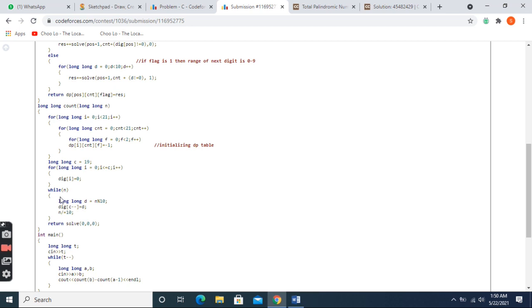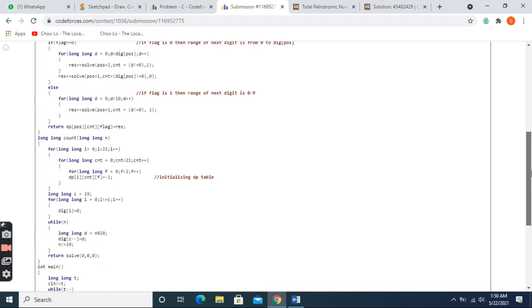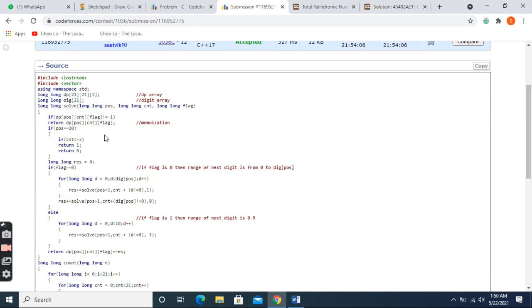First I fill it with zeros, then I take the number n digit by digit and fill it in the digit array, and then I return solve 0, 0, 0, which means that I'm at the 0th position or the first position of the digit array. My C is 0, which means that I've used 0 non-zero digits till now, and my flag is also 0. This is my main recursive DP function, which includes memoization. So POS means the position of the digit array which I'm on. CNT is the count of the non-zero digits till now, and flag is the flag as I explained earlier.